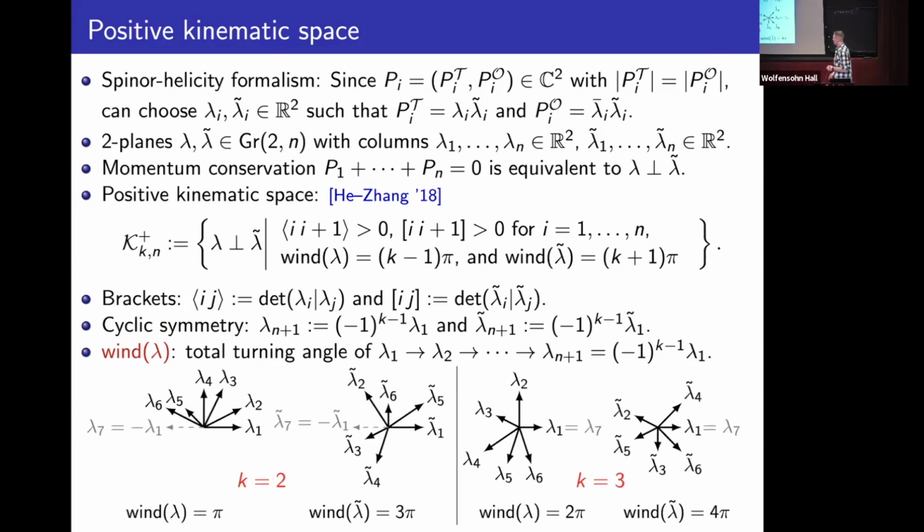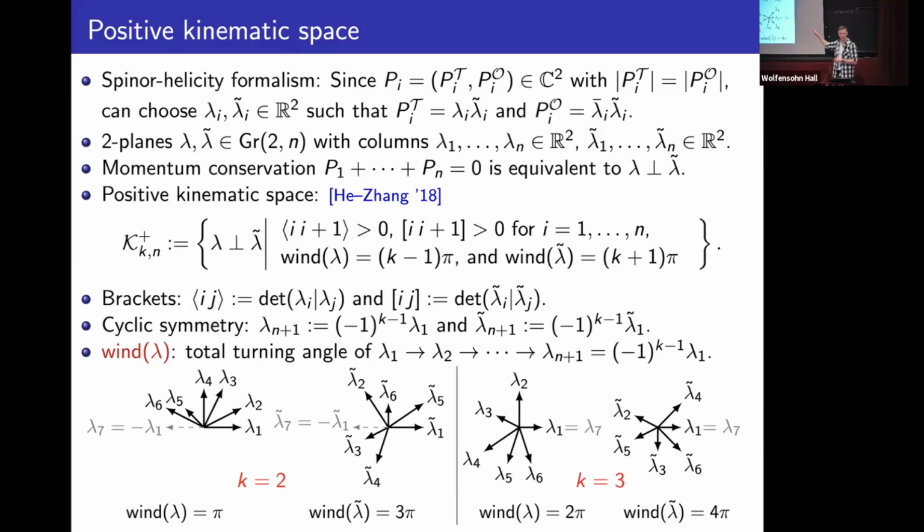Here are some examples. Here's a lambda with winding number pi. We go from lambda 1 to lambda 2, the bracket is positive, so it's counterclockwise. You go from lambda 1, 2, 3, 4, 5, 6, and then lambda 7 is minus lambda 1, so your winding number is pi. Here is another example where the winding number is 2 pi. Here it's 3 pi. We go lambda 1, lambda 2, 3, 4, 5, 6, 7. I made a turn and a half, so it's 3 pi.